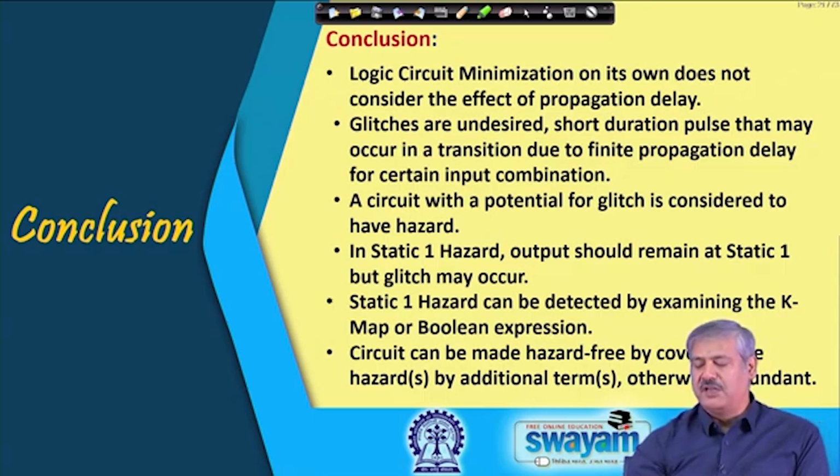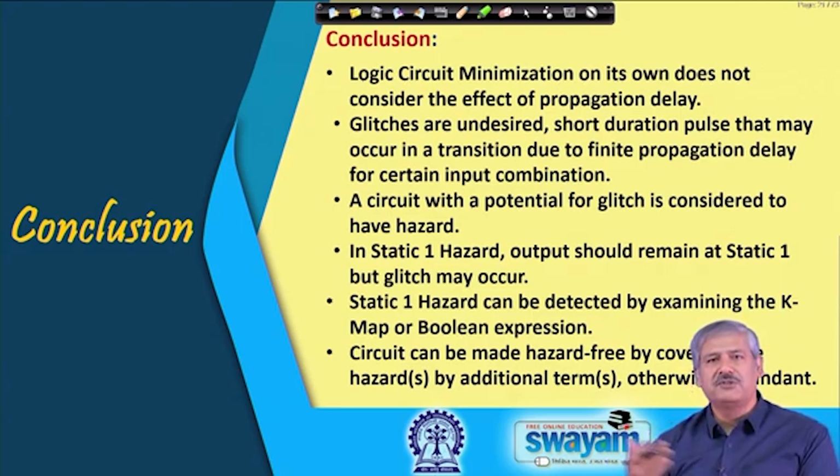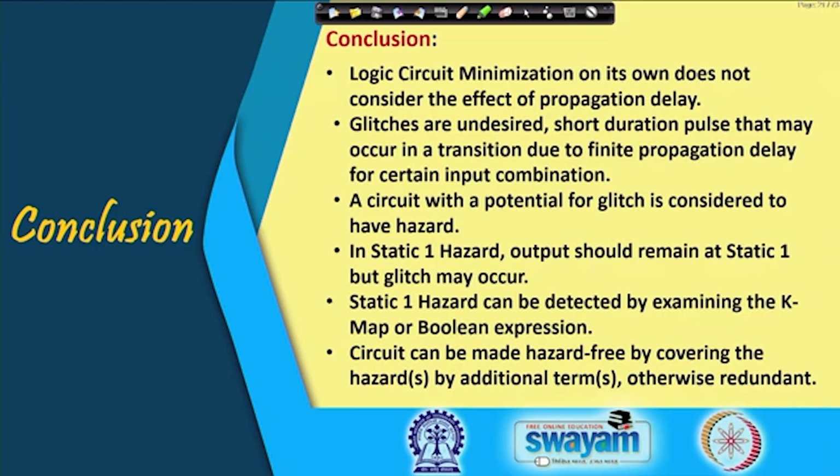Static 1 hazard can be detected by examining the K-map or the Boolean expression. K-map comes first, so we can look at the K-map, and from that we can look at the logically adjacent ones. Whether all logically adjacent ones are covered by one common product term or not, and the circuit can be made hazard free by covering hazards with additional terms which are otherwise considered redundant.